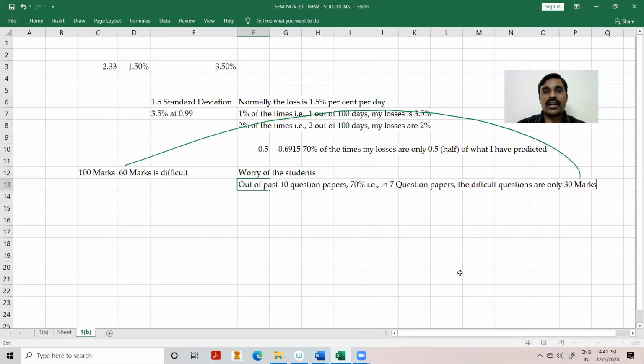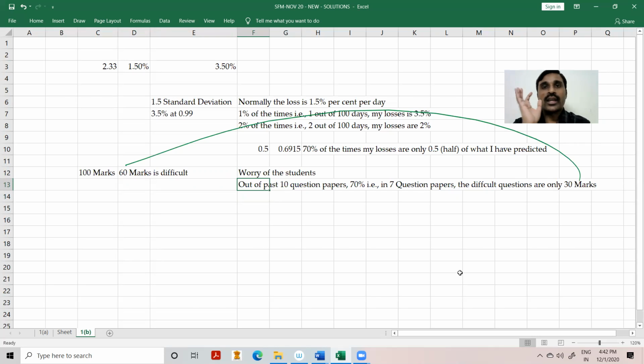This is what you have to understand. So 0.5, 0.69, what does that indicate? Normally, I am predicting that 60% of the question paper will be difficult. A student is worrying that 60% of the question paper will be difficult. But if you look at the past 10 papers, in 7 papers, the difficult questions are only half of what we have predicted. That means unnecessarily we are worrying. As simple as that.